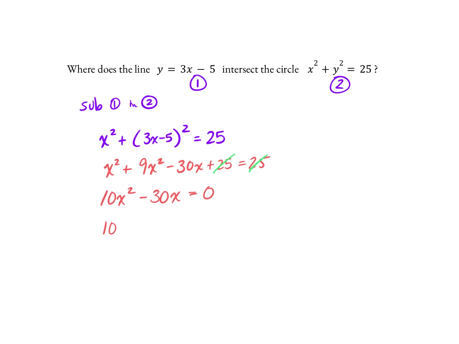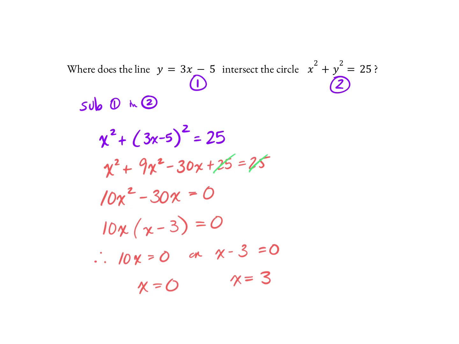And so I can common factor out a 10x from both of those terms, and that's going to leave me with an x minus 3. And that product equals 0, so therefore 10x is going to equal 0, or my x minus 3 is going to equal 0. And that gives me some pretty quick equations to solve. There we go. x equals 0, x equals 3.